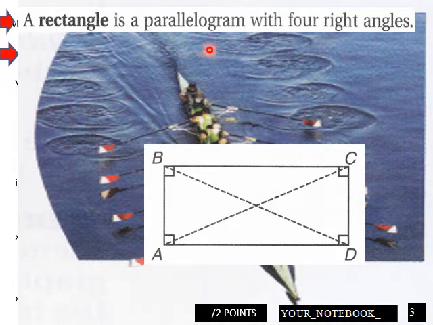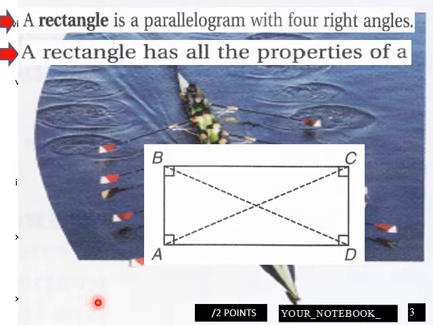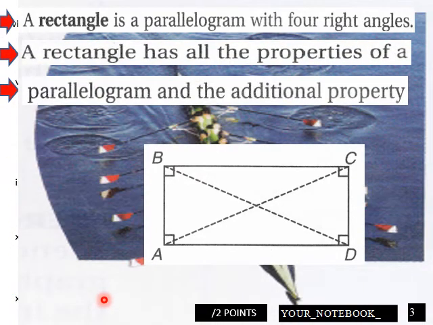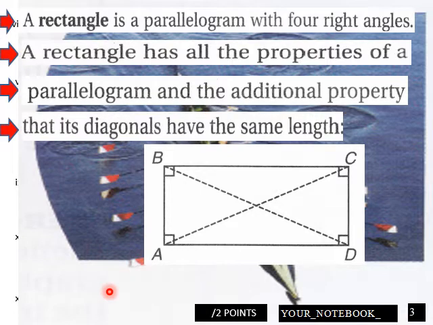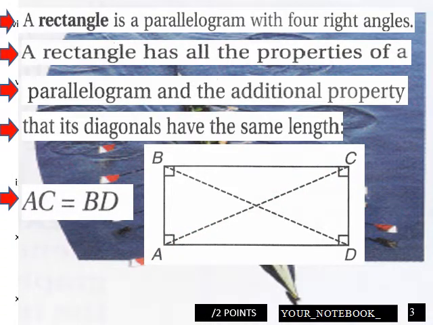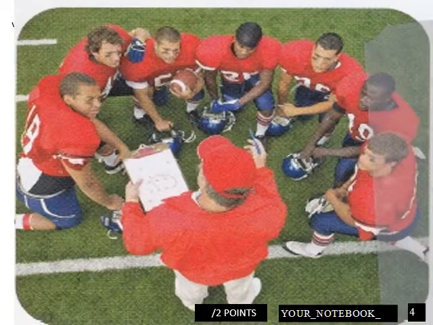A rectangle is a parallelogram with 4 right angles, so we have 4 right angles here. A rectangle has all properties of a parallelogram, and the additional property that its diagonals have the same length. So for a rectangle, these are the same length.